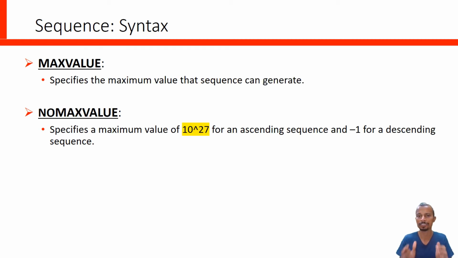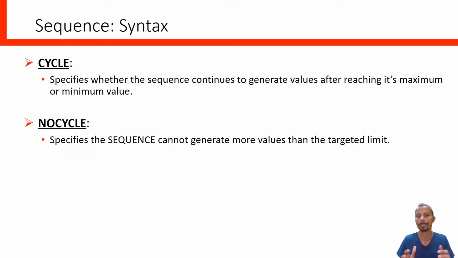Max value specifies the maximum value that the sequence can generate. No max value specifies a maximum value of 10 to the power 27 for an ascending sequence or minus 1 for a descending sequence. Cycle specifies whether the sequence continues to generate values after reaching its maximum or minimum value. No cycle specifies the sequence cannot generate more values after reaching the targeted limit.